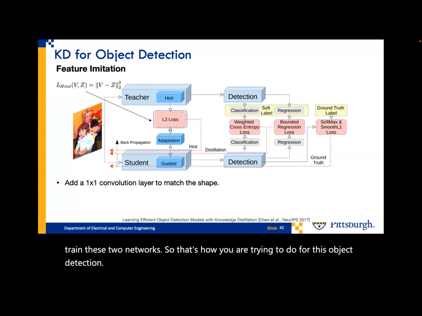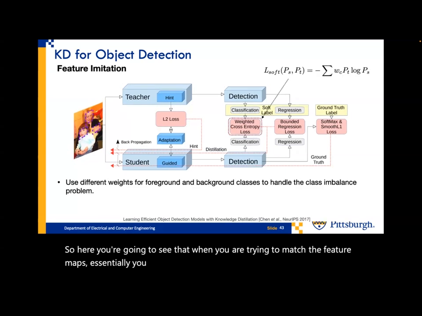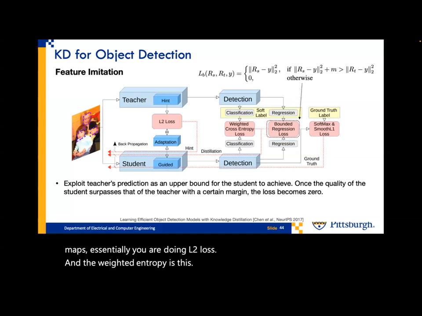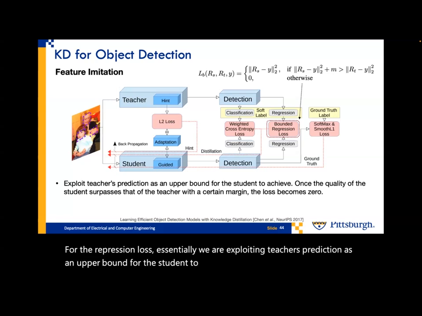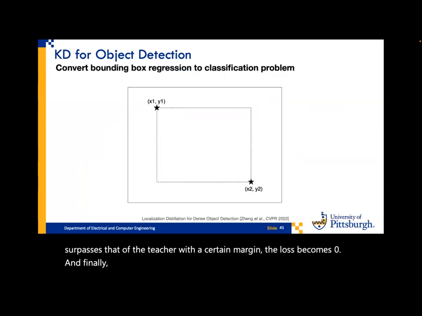Here you can see that when you are trying to match the feature maps, essentially you are doing L2 loss. And the weighted entropy is this. And this is the bounded regression. So for the regression loss, essentially we're exploiting the teacher's prediction as the upper bound for the student to achieve. Once the quality of the student surpasses that of the teacher with a certain margin, the loss becomes 0. And finally, we have this ground truth.